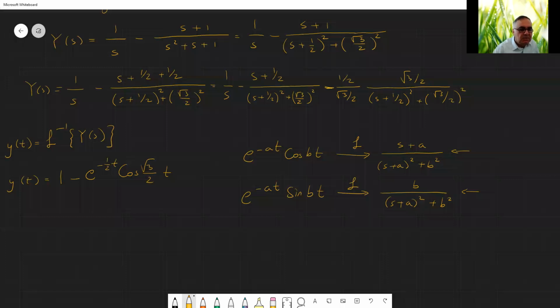Now this one is exactly the sine term, but you have the coefficient in front of it. 1 over 2 divided by root 3 over 2 is minus 1 over root 3 e to the minus 1/2 t sine of root 3 over 2 t. This is correct for t greater than 0. Okay.